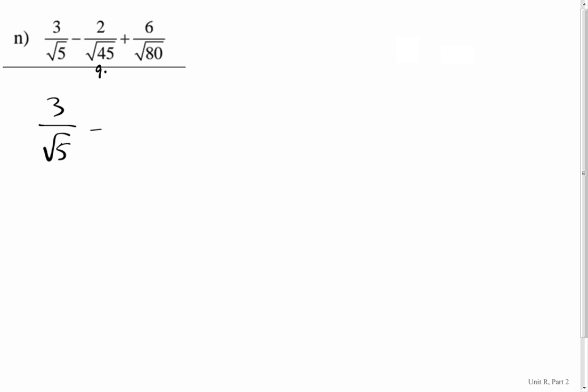Minus, again, this is 9 times 5. So that's going to become 2 over 3 root 5 plus 6 over, and this is 16 times 5, so that's going to become 4 root 5. Can you multiply through and rationalize everything first? Yes. If you do it, it's going to get really, really messy really, really fast. And I know you guys, you don't like messy.